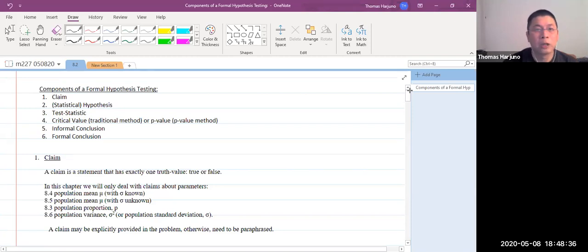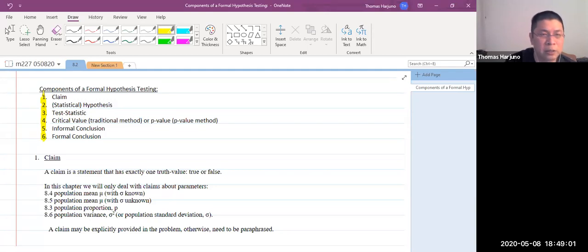Now, hypothesis testing consists of 6 steps, and the components are these 6 components here. Every time I ask you to perform hypothesis testing, I want you to provide me all these 6 steps. And not only all these 6 steps, you need to write 1, 2, 3, 4, 5, 6. Not just say claim, hypothesis, test statistic. You need to number it: 1, claim, 2, hypothesis, 3, test statistics, and so on. So there are 6 parts here that you need to show.